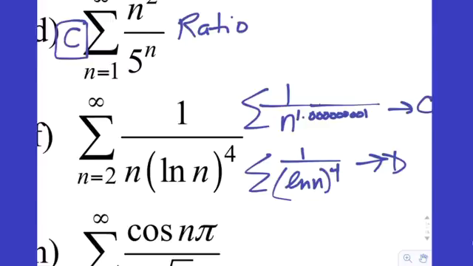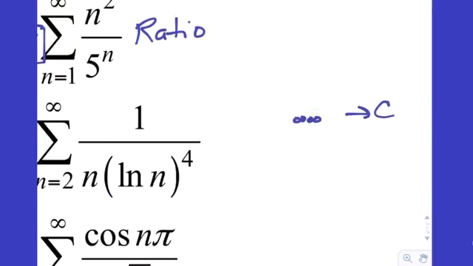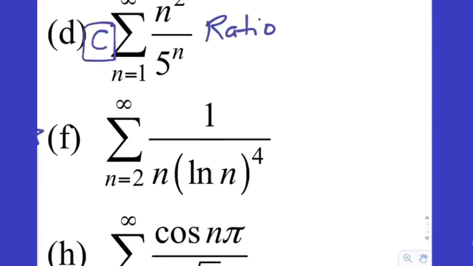But what if you teamed up? 1 over n doesn't go fast enough. If you throw a log down there, is that equivalent to giving it enough boost by increasing the power to make it converge? Does natural log help it along enough to make it converge? That's a good question. It's not really intuitive, is it? This kind of gives you a gray area. So let's actually work this one out.